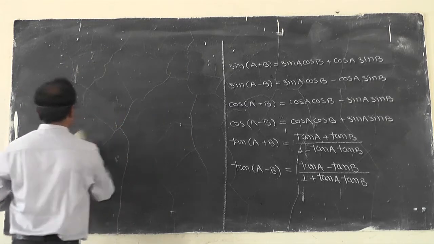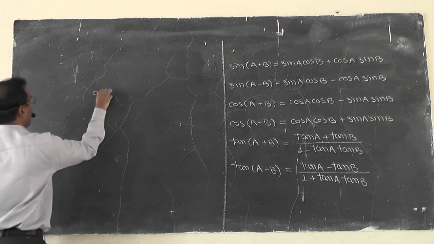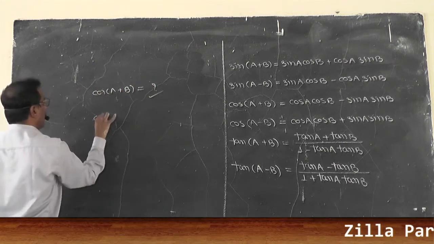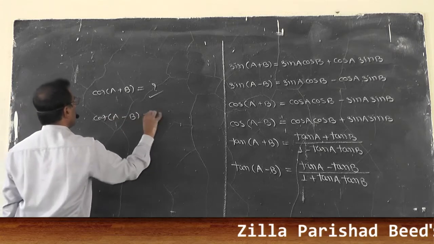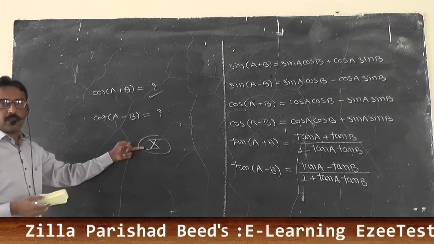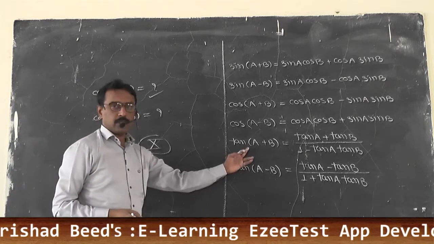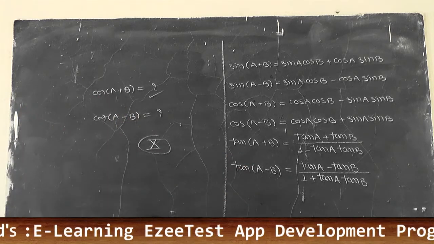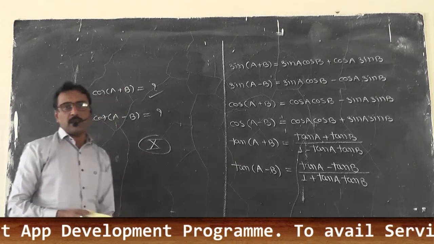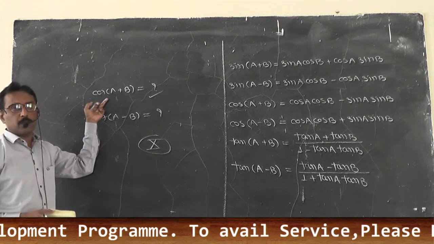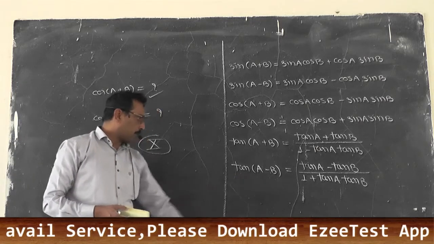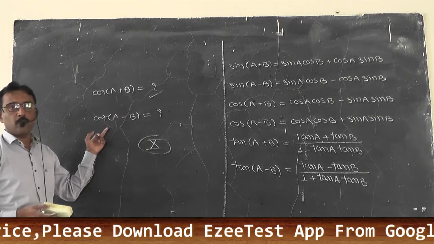Few students have a question: what about cot of A plus B? What about cot of A minus B? Remember one thing, this concept is studied in 10th. Cot and tan are reciprocals of each other. If we know the value of tan of A plus B, then by reciprocating we get the value of cot of A plus B. If we get the value of tan of A minus B, automatically we get the value of cot of A minus B.